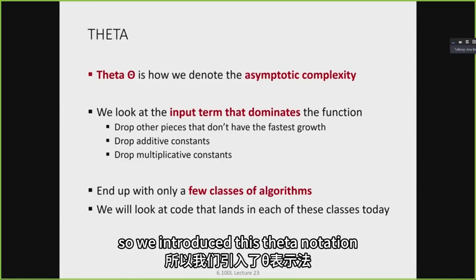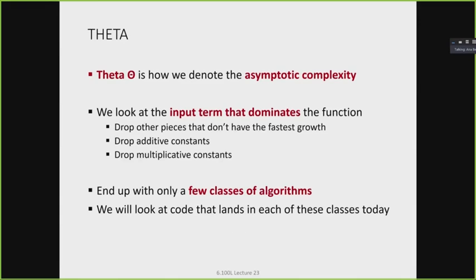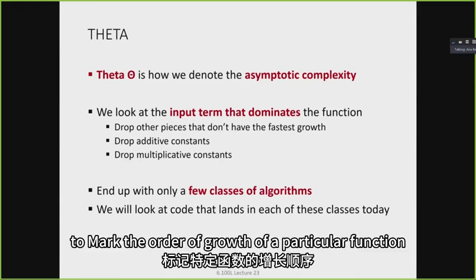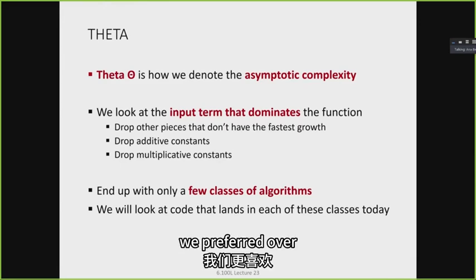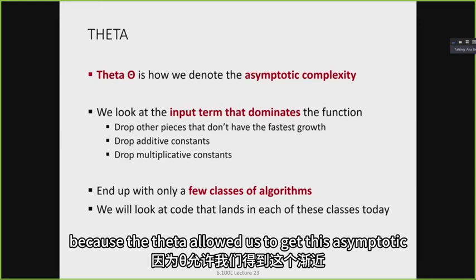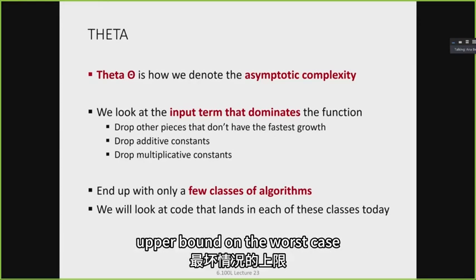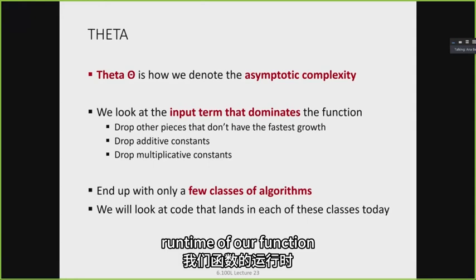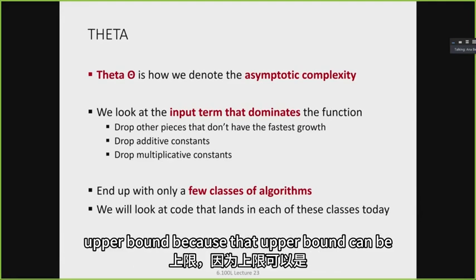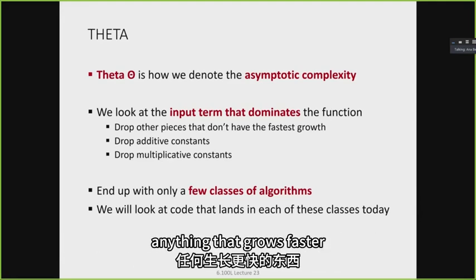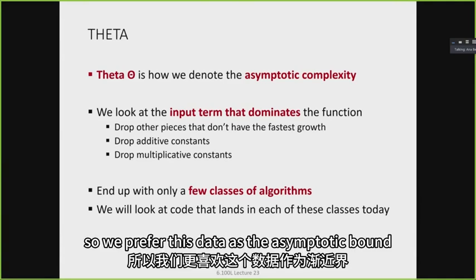We introduced this theta notation as a notation to mark the order of growth of a particular function or a particular piece of code. And we preferred theta over big O notation because theta allowed us to get this asymptotic bound on the worst case runtime of our function. We wanted an asymptotic bound as opposed to an upper bound because that upper bound can be anything that grows faster than our function. So we prefer theta as the asymptotic bound.